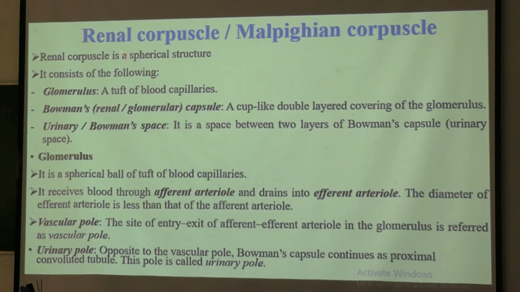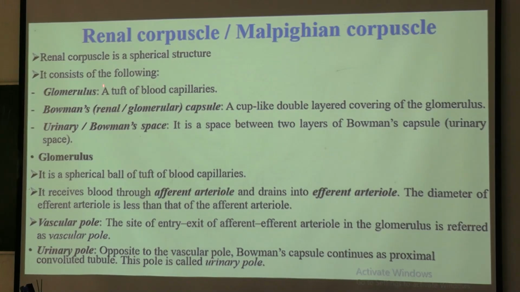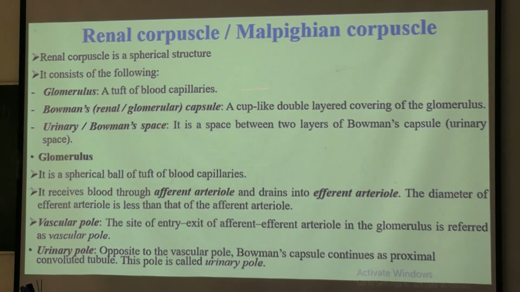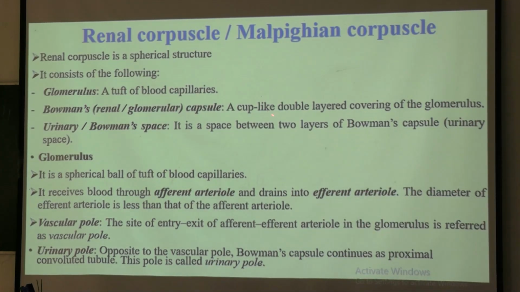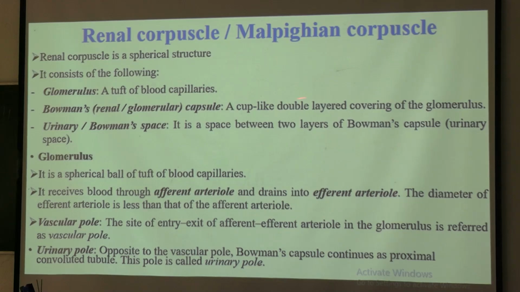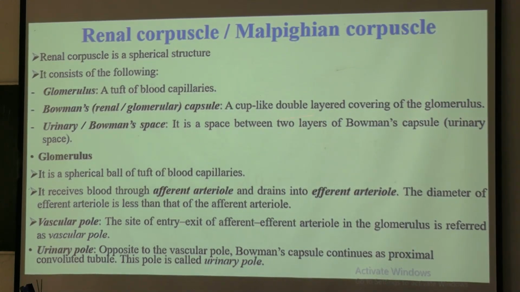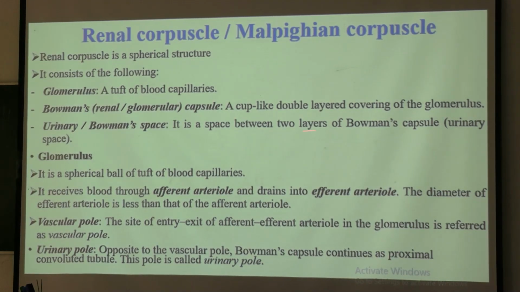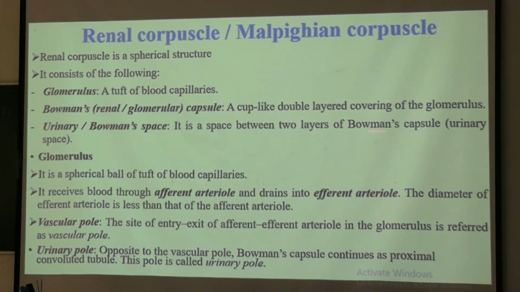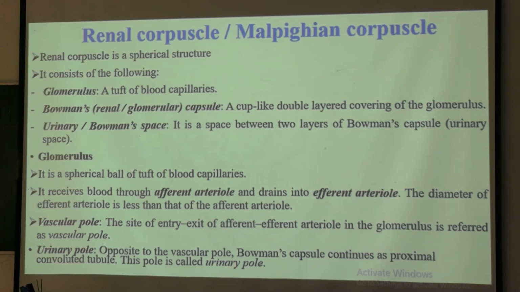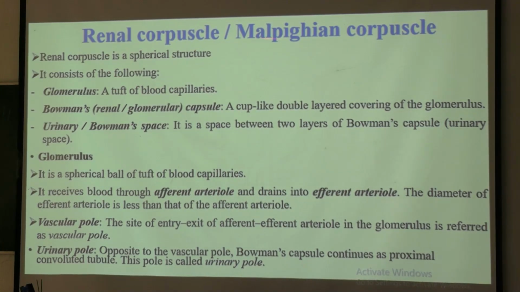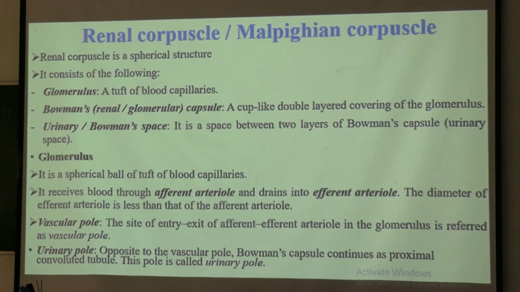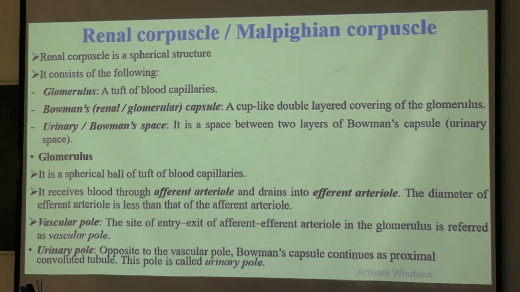So renal corpuscle is a spherical structure and it consists of the following: glomerulus, which is a tuft of blood capillaries, and Bowman's capsule. Bowman's capsule, also known as renal capsule or glomerular capsule, is a cup-like double-layered covering of the glomerulus, and there is the urinary or Bowman's space. It is a space between the two layers of Bowman's capsule, also known as urinary space. So these are the structures together forming the Malpighian corpuscle. First we will discuss these in detail.